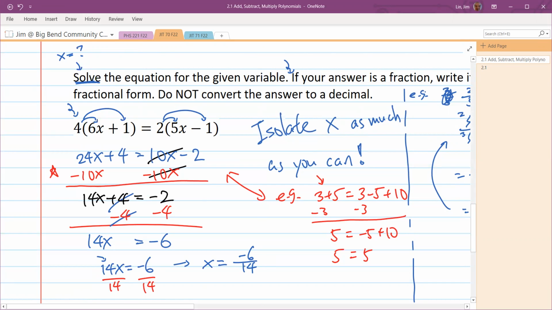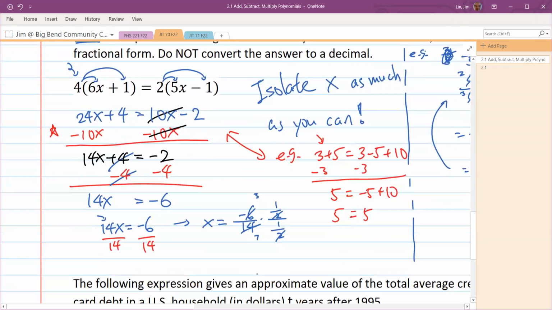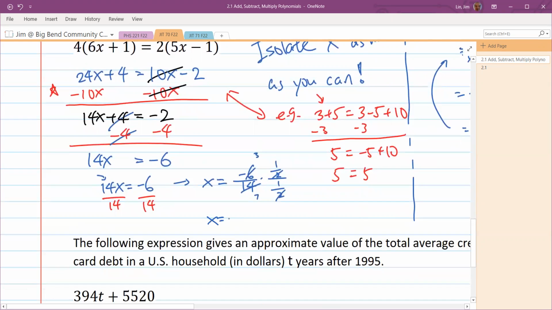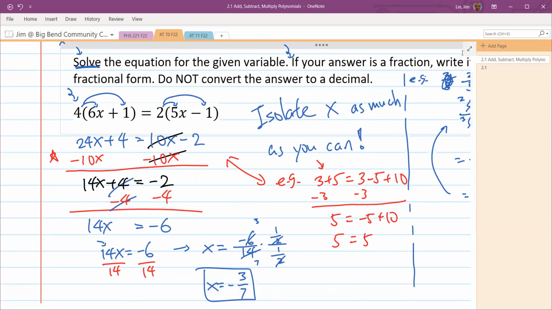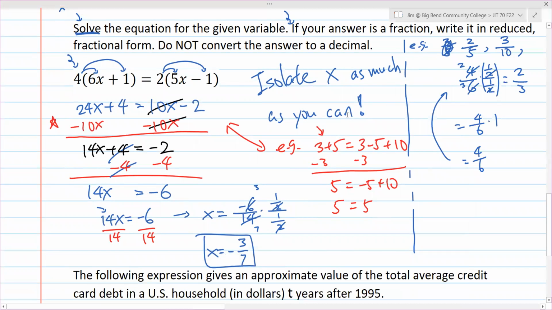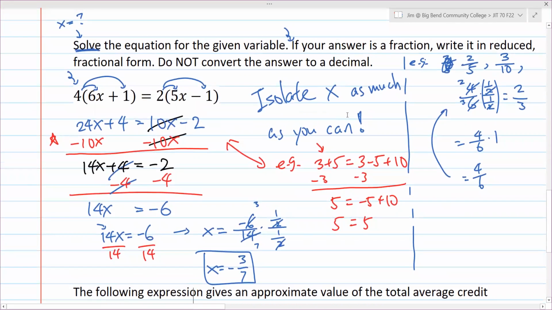So we have x equals negative 6 over 14. That's not the final answer yet because I do realize that there is a common factor to be divided, and that common factor would be 2. So we have the final answer, negative 3 over 7. Problem solved. That is the entire example.